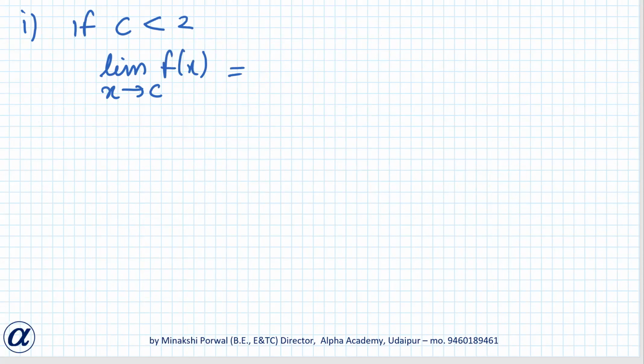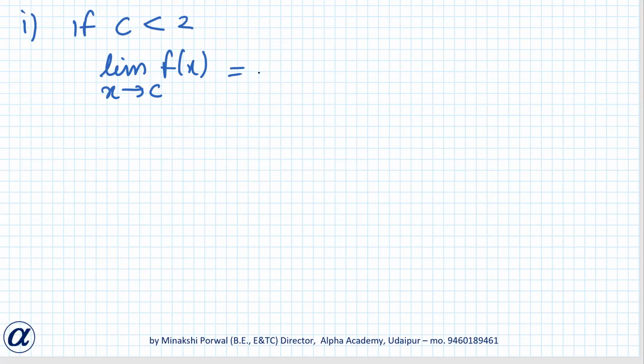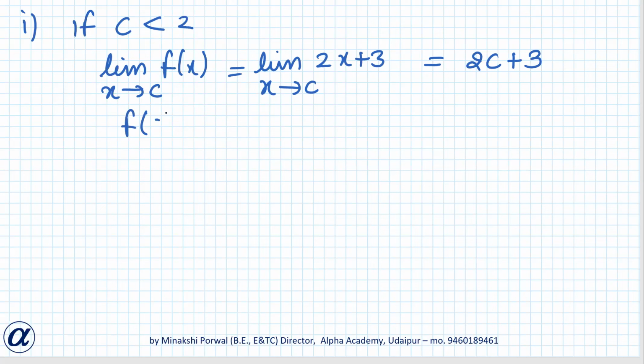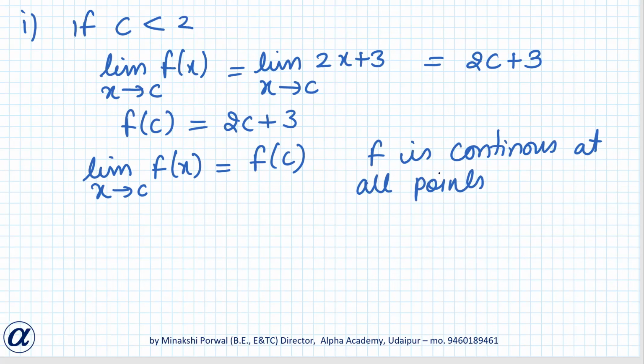First, if C is less than 2, consider the limit as x tends to C of f(x). When it is less than 2, f(x) is defined as 2x plus 3. So the limit as x tends to C of 2x plus 3 will be 2c plus 3, and f(C) will be 2c plus 3. So the limit as x tends to C of f(x) is equal to f(C). So f is continuous at all points for x less than 2.